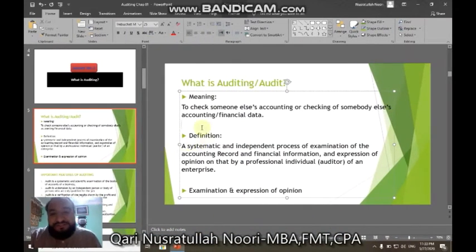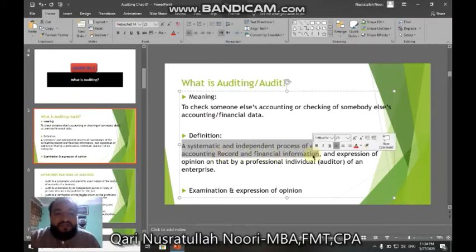Now we move to the definition of auditing. Here they say auditing is a systematic and independent process of examination of the accounting record and financial information and expression of opinion on that by a professional individual who is called auditor of an enterprise. Now, I'll elaborate this definition in as simple words as possible by dividing it into parts, right? First of all, this definition has two parts. The first part is a systematic and independent process of examination of the accounting record and financial information. That's the first part.